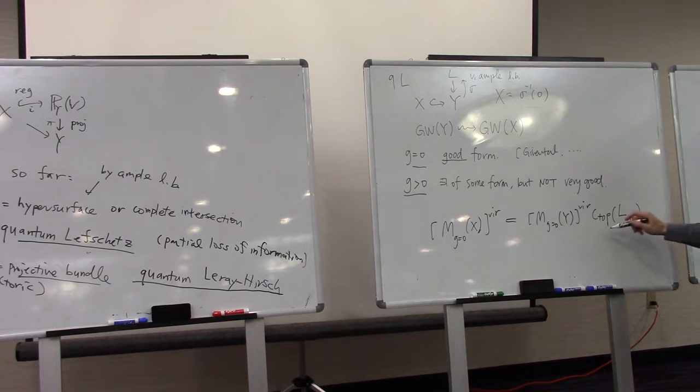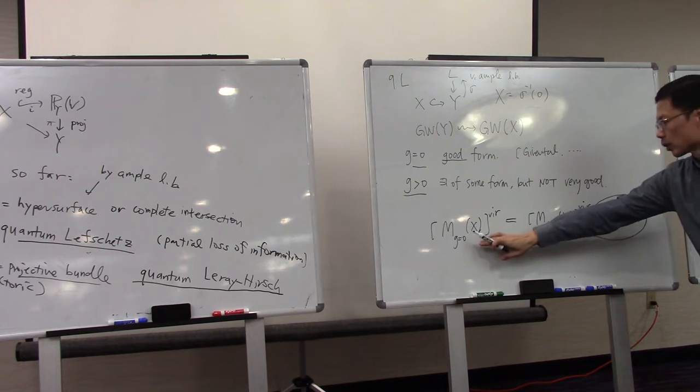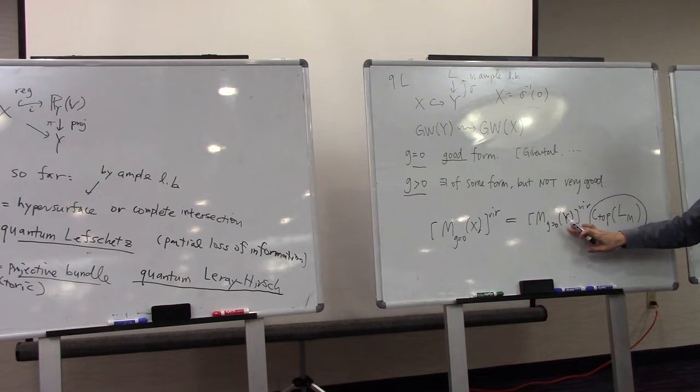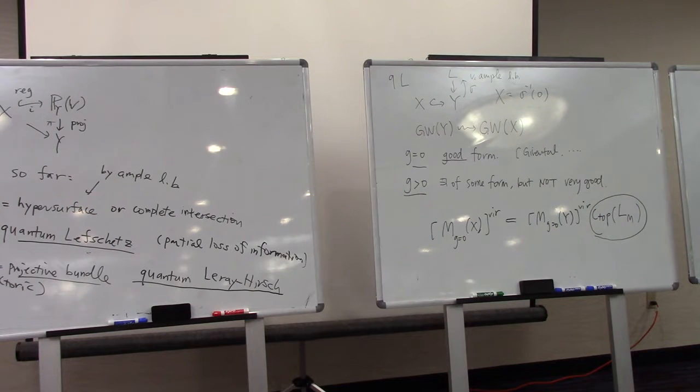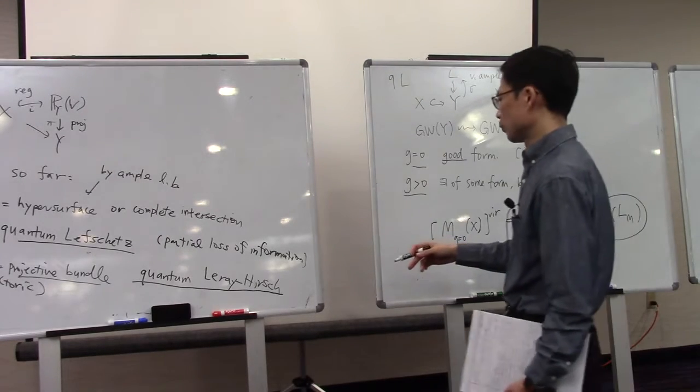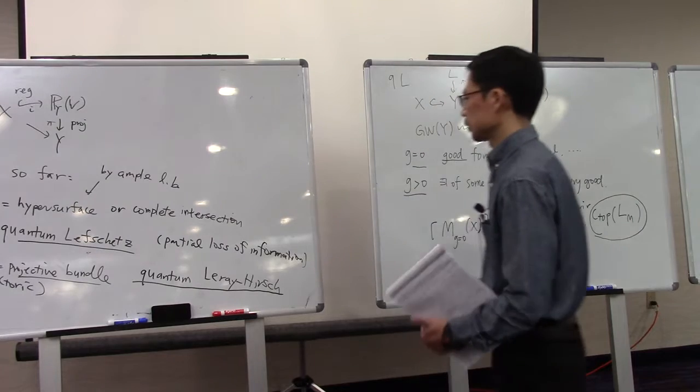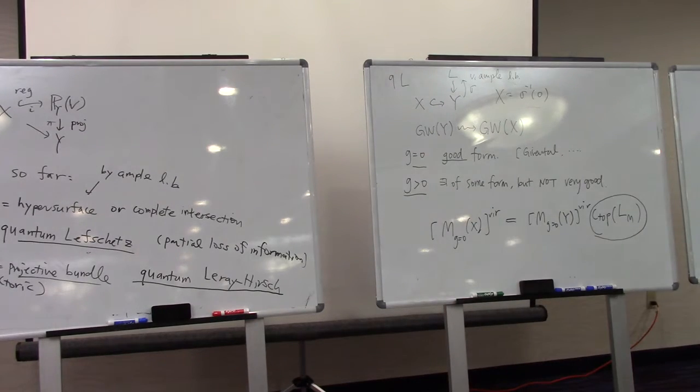And then you try to unravel this part of the information so that you can get information relating the Gromov-Witten theory of X to the Gromov-Witten theory of Y. We'll come back to this later. And so quantum Riemann-Roch also is in pretty good form in genus zero. That's also in a very good form, so I will say more about that.